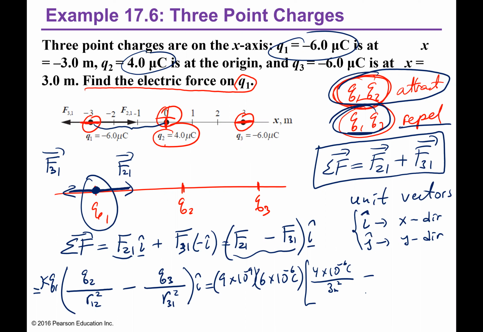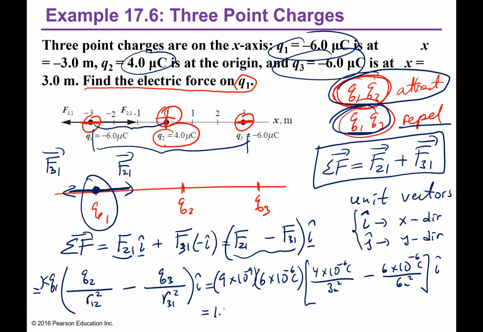Then minus Q3 is negative 6 microcoulomb. So 6 times, again, you don't put the negative for the 6. So just 6 times 10 to the negative 6 Coulomb divided by the separation between 1 and 3. And that's this distance, which is 3 and 3, then it's 6 meters squared. I have that. And when we do the calculation, we're going to get the magnitude, 1.5 times 10 to the negative 2 newtons. And it's going to be positive here, I hat.